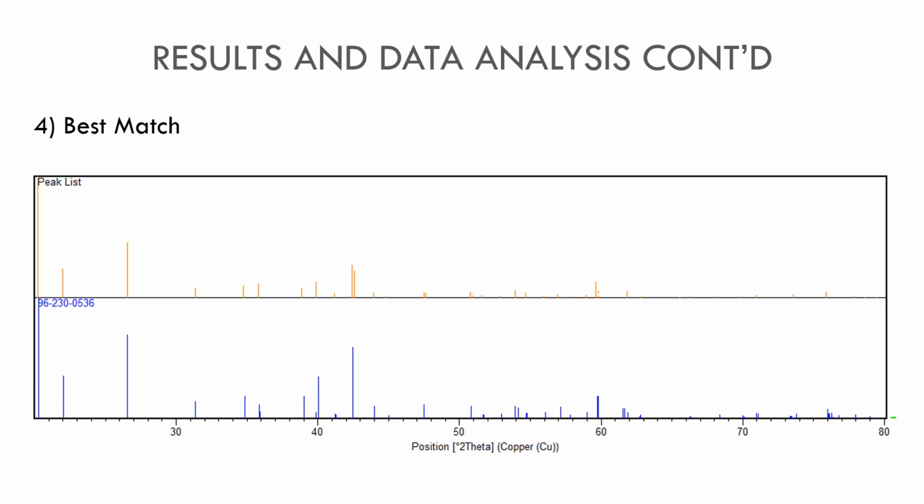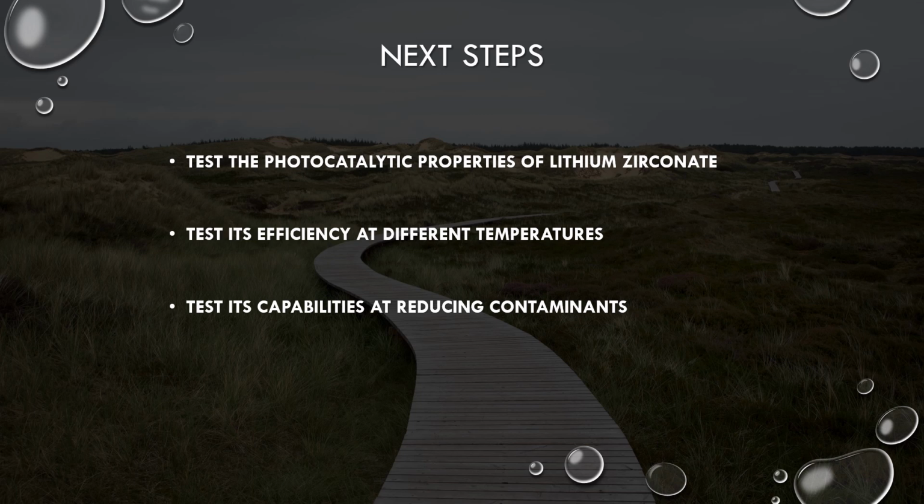Expert HighScore can give unit cell information of the reference pattern, which can be used to make further calculations for unit cell volume and parameters, but these calculations were not pertinent for this research project. As explained earlier, lithium zirconate can be used as a catalyst due to its semiconductor properties. Because of this, the next steps on this project are to test its photocatalytic properties first by reducing organic dyes.